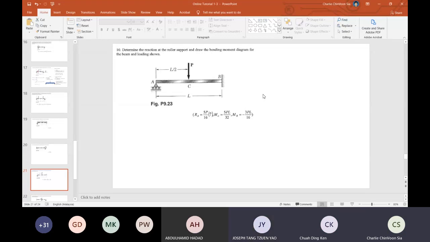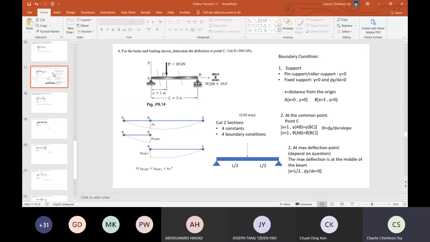Now, any questions regarding boundary conditions? How to determine boundary conditions? Just let me know.